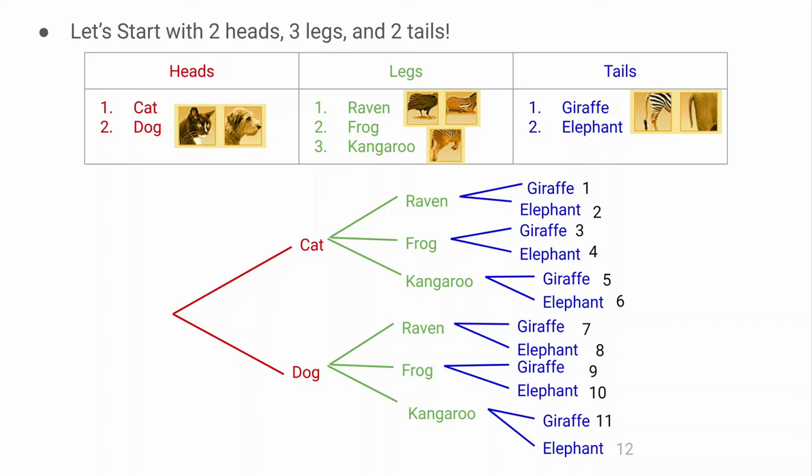So from this diagram we can clearly see that we have 1, 2, 3, 4, 5, 6, 7, 8, 9, 10, 11, 12 different possible combinations when we have 2 options for heads, 3 options for legs, and 2 options for tails.